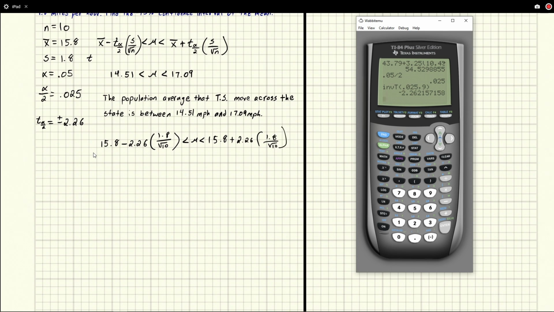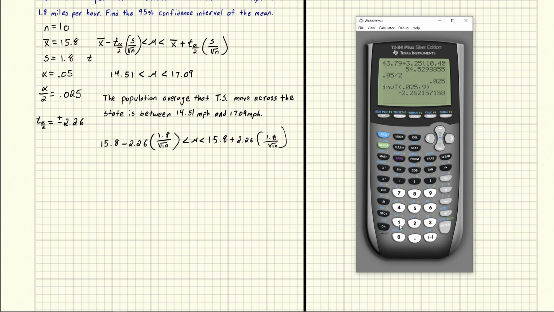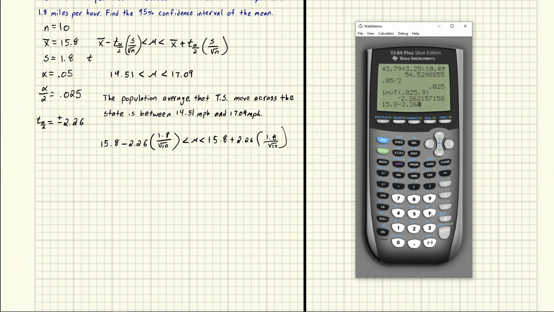And what are we going to get? So we're going to come in here. We type this in: 15.8 minus 2.26 times, and it's 1.8 divided by, and we want the square root. So we hit second square root 10. Come out from under the square root and put it in parentheses. And that's how we type it in. We hit enter. And we get 14.51, exactly the same.